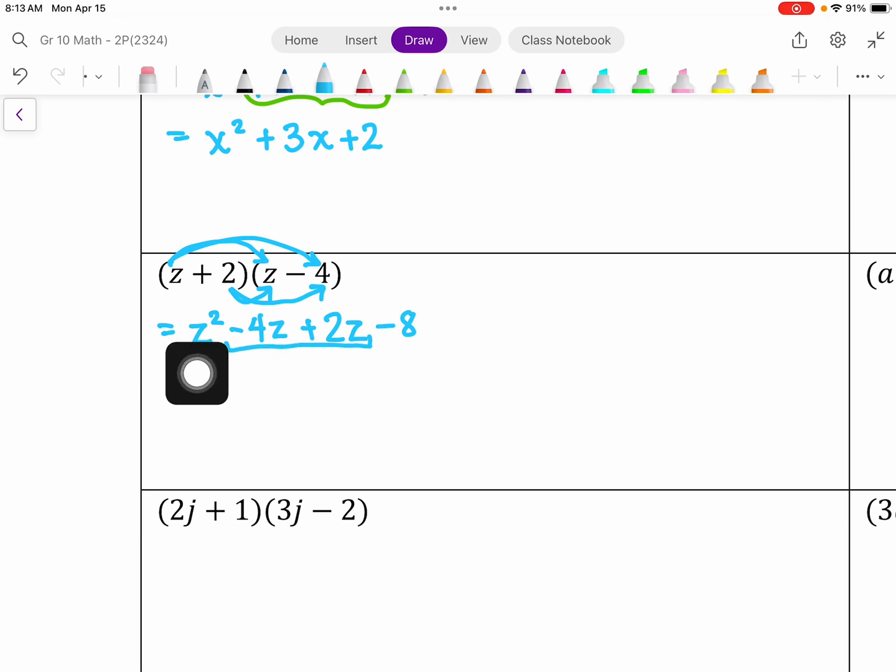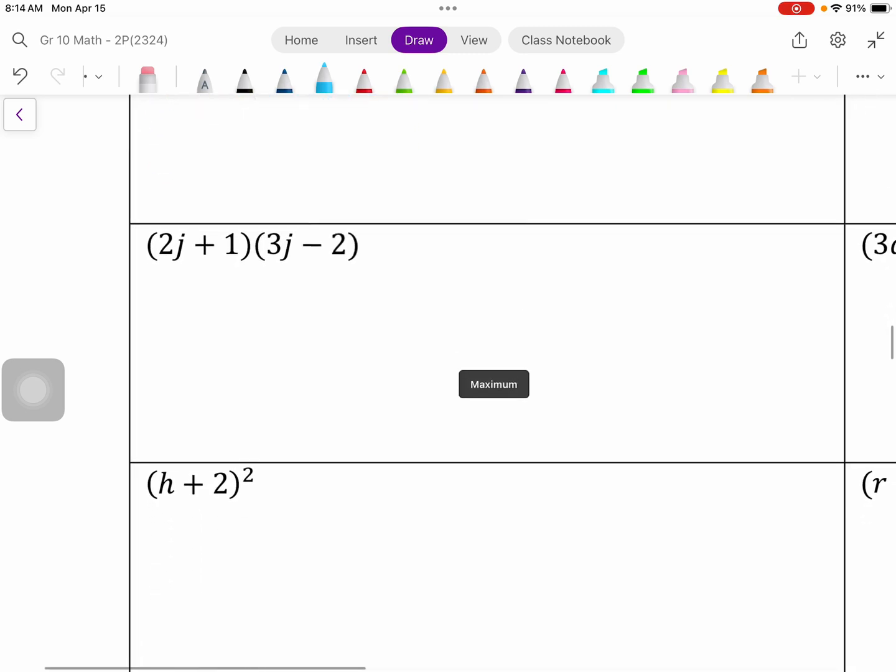Now when we add these, we want to make sure that if we have a subtraction here, that this is a negative 4. So I'm not doing negative, whatever 4 plus 2 is, so 6, but I'm doing negative 4 plus 2. And whatever my sign is in the end is going to be my sign for my new term once I've simplified. So negative 4 plus 2 is equal to negative 2, and then z minus 8.